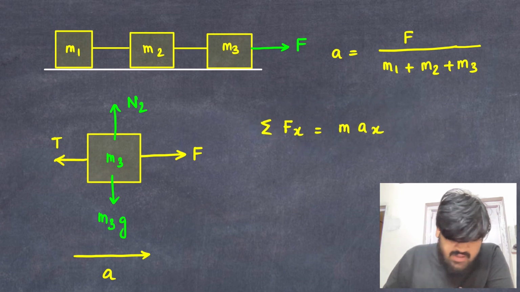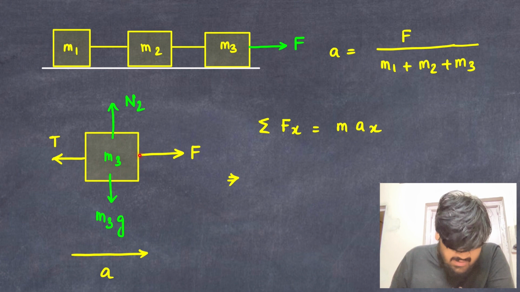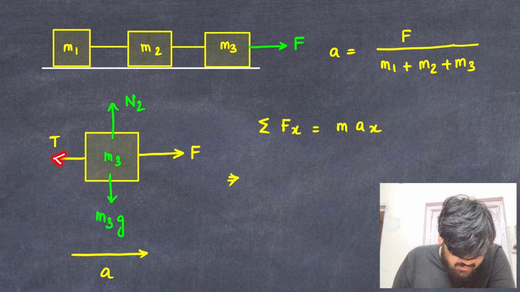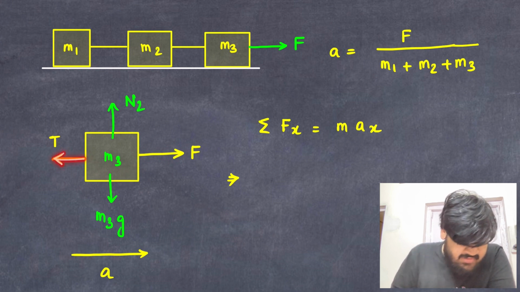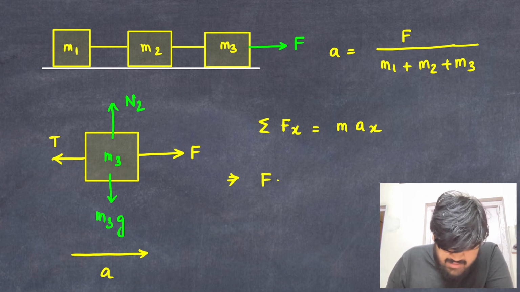Okay, so now over here you can see what is the net force along x-axis. See, so over here you can see that the block of mass m3 is actually pulled forward with a force of capital F. Okay, and the tension is trying to resist the motion. So the tension is acting backward and resisting the motion. So the net force along the x-axis will be F minus T.